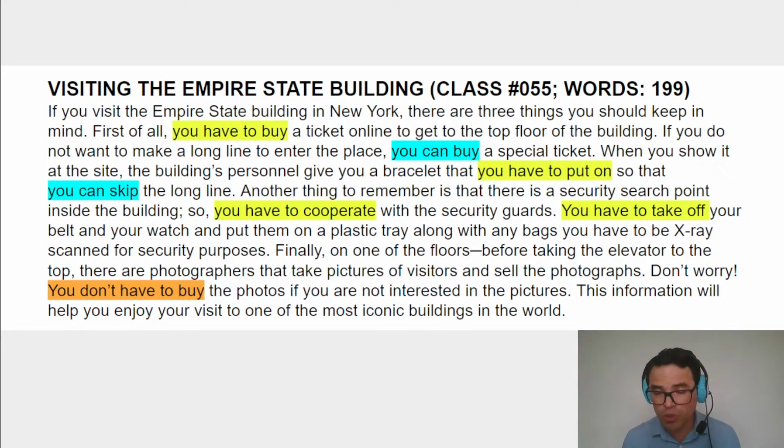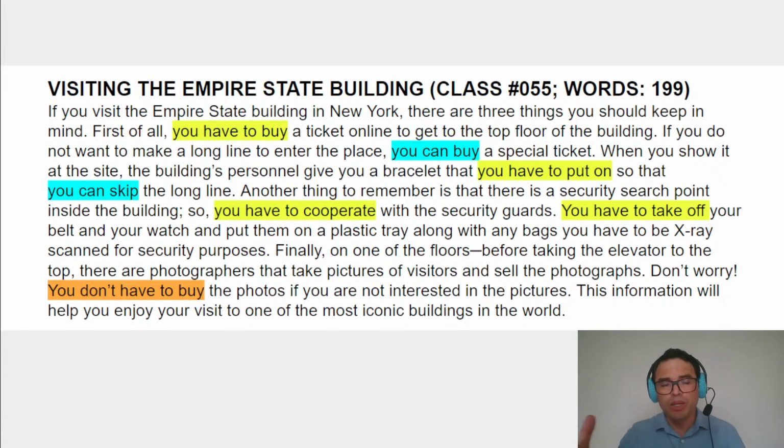Next, light blue. You can buy a special ticket. This is not to express necessity, but to express possibility. It's an option. Next, yellow. You have to put on. That is like mandatory, necessary.